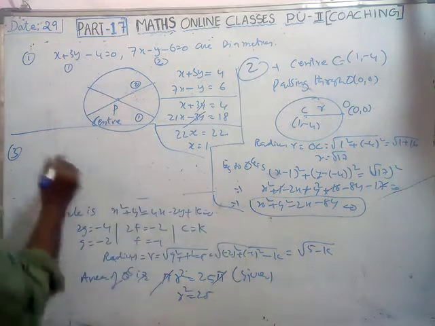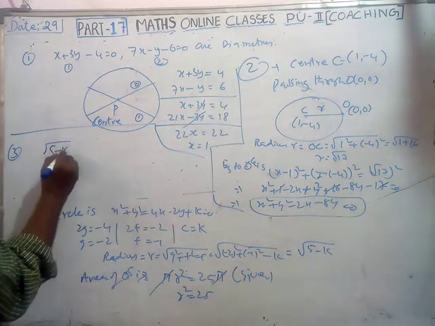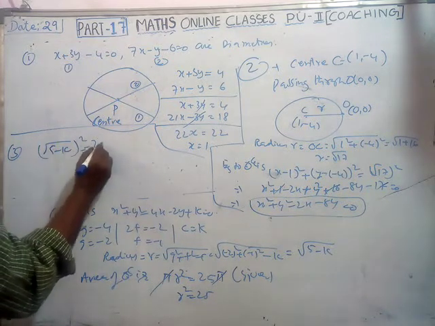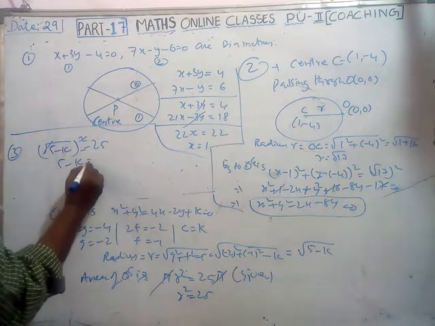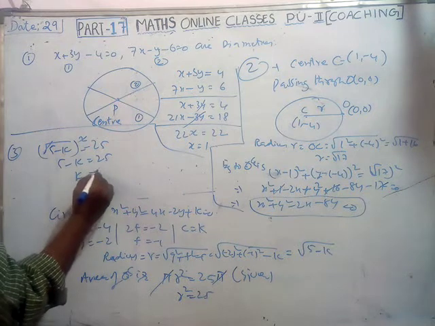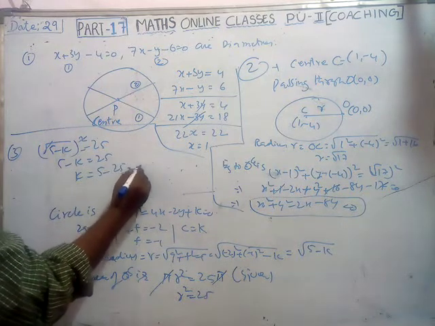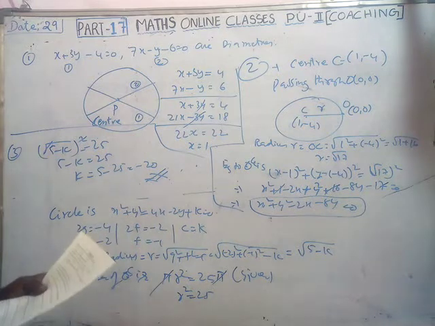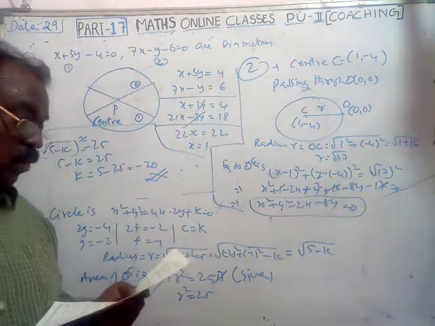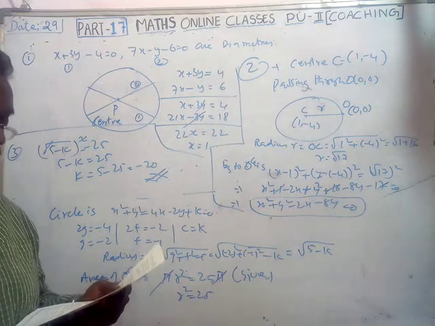But r square is root of (5 minus k) whole square, equal to 25. Square root cancels. 5 minus k is equal to 25. K is equal to 5 minus 25. It is minus 20. So k value is minus 20.